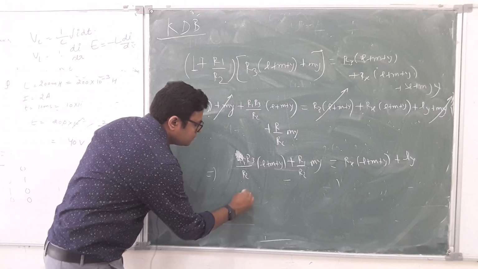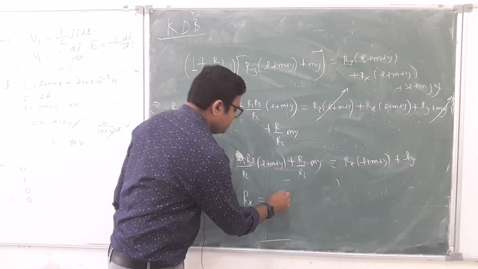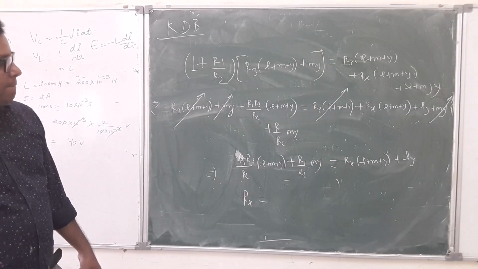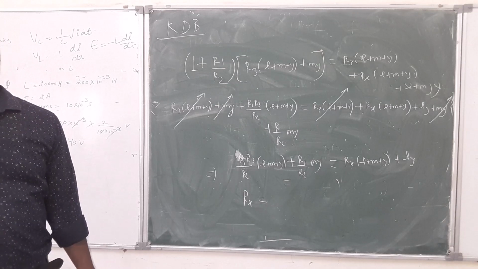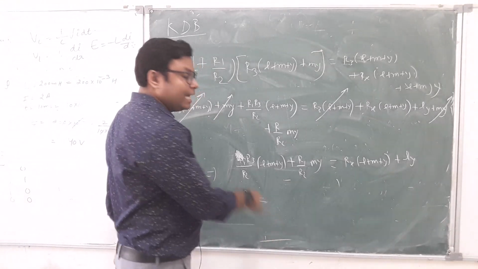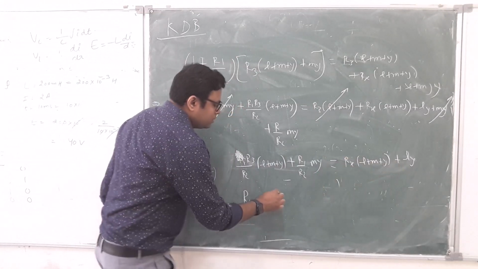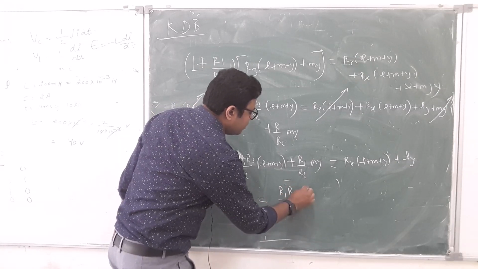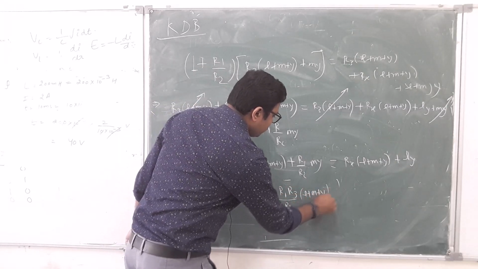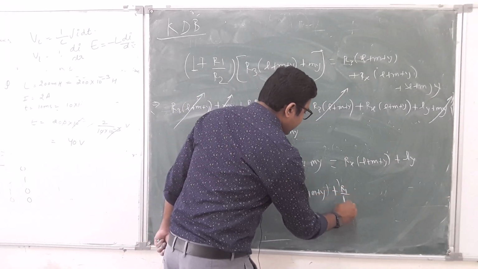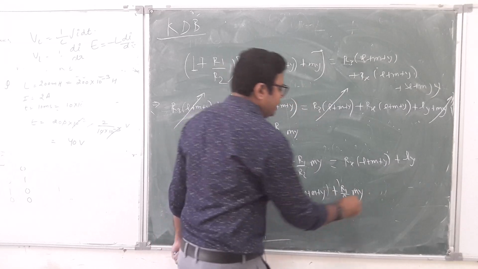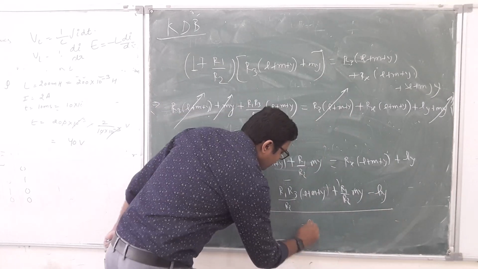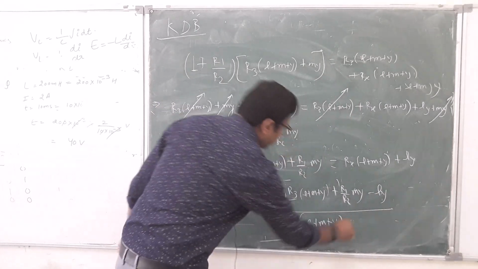So what will be Rx? Rx will be, see, I am dividing by this. Now you get me. So Rx will be R1 R3 by R2 (L plus M plus Y) plus R1 by R2 My minus Ly, by (L plus M plus Y). Is it okay?